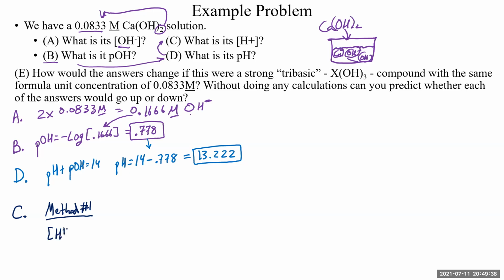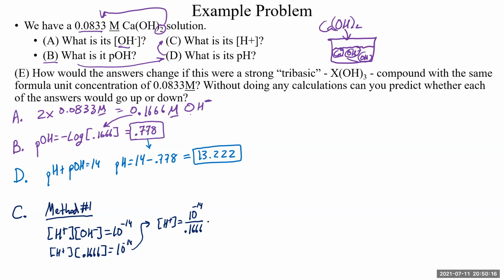Let's do that. We know that the product of hydrogen ion and hydroxide ion concentrations equals 10 to the negative 14. So we already know the hydroxide ion. That was the very first thing we figured out. So we know that H+ times 0.1666 equals 10 to the negative 14. So we divide both sides by 0.1666, H+ equals 10 to the negative 14 divided by 0.1666. This isn't so bad this time because we don't have to plug in a giant scientific notation number, which is always nice.